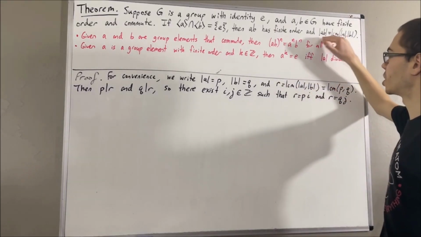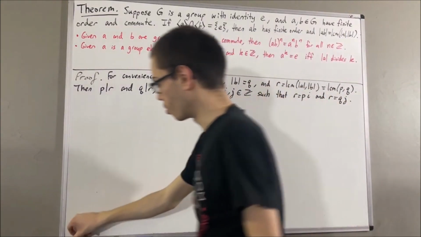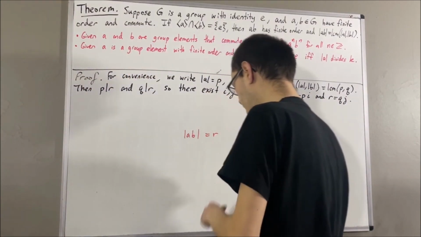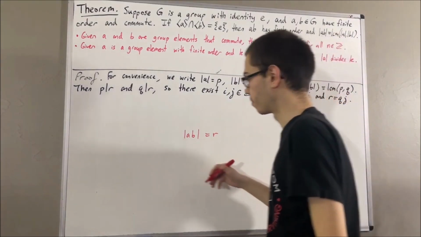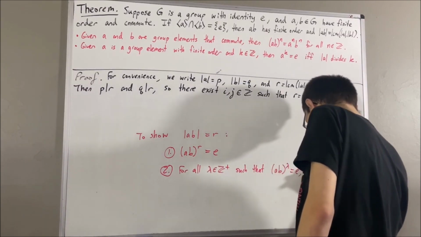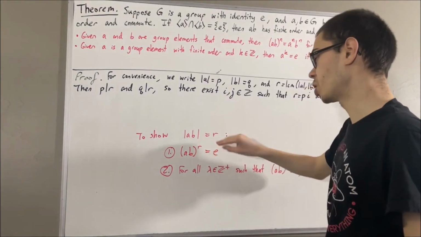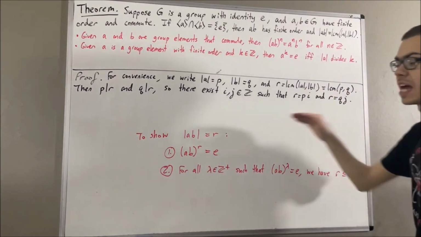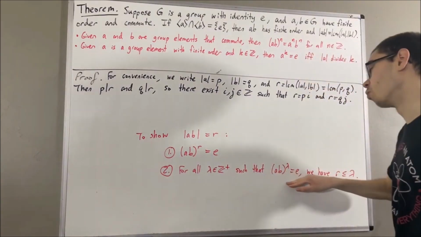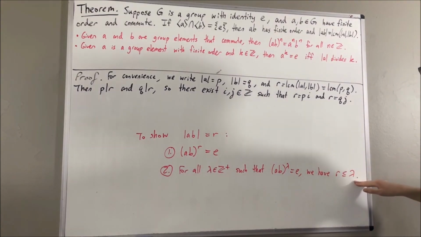Now the whole goal is to show that the order of AB is equal to the least common multiple of the orders of A and B. Or in other words, we want to show that the order of AB is equal to R. And to show this, we want to show the following. We want to show that (AB)^R is equal to the identity, and we want to show that R is the smallest positive integer that has this property. In other words, we want to show if lambda is any positive integer with the property that (AB)^lambda is equal to the identity, then R is less than or equal to lambda.